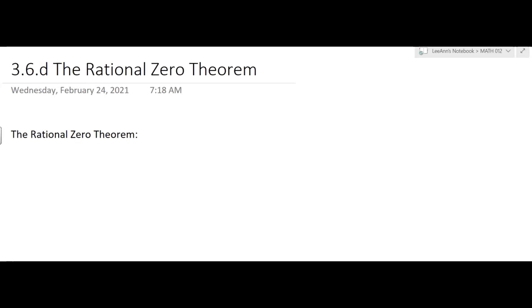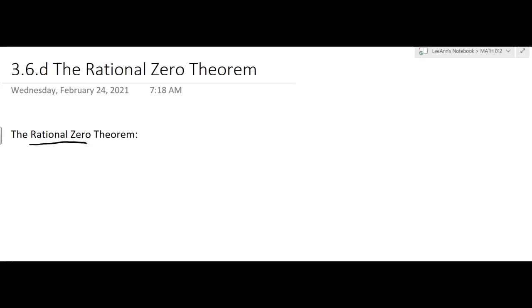Okay, so now we're going to talk about the rational zero theorem. And what do we mean by rational zero? We're talking about a zero that's a rational number. So numbers like 2 and -5, those are rational numbers. Or you could have something like -1/3 or 5/6 or something like that. Those are rational numbers. So we're talking about zeros that are rational numbers.